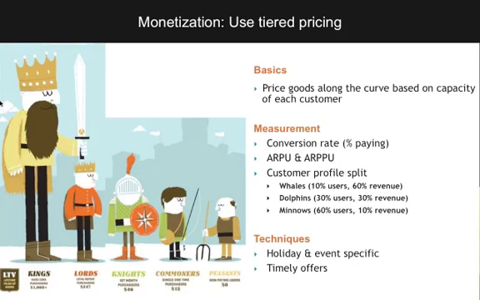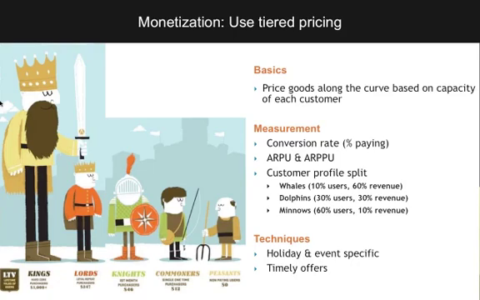Now, understanding this means that the first thing you want to do is price goods along the curve, right? Which means you want goods which are affordable for minnows, and enough goods for the folks who don't pay as much, going up to goods for your kings or your whales, where you can have highly expensive, valuable aspects of your app, which you can sell to them at a premium price.